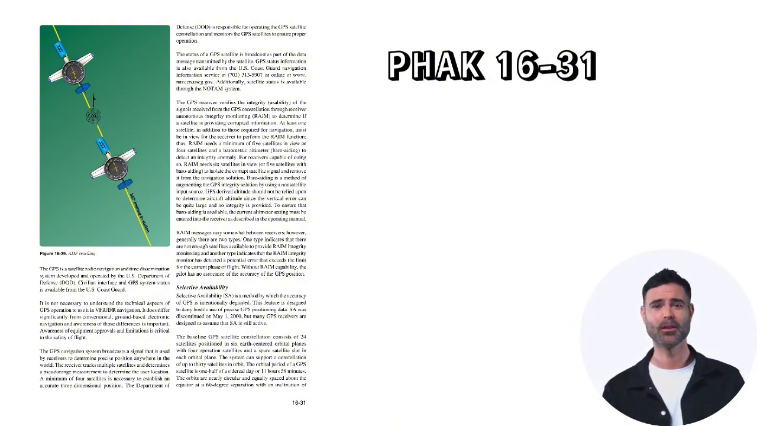RAIM messages vary somewhat between receivers. However, generally there are two types. One type indicates that there are not enough satellites available to provide RAIM integrity monitoring, and another type indicates that the RAIM integrity monitor has detected a potential error that exceeds the limit for the current phase of flight. Without RAIM capability, the pilot has no assurance of the accuracy of the GPS position.